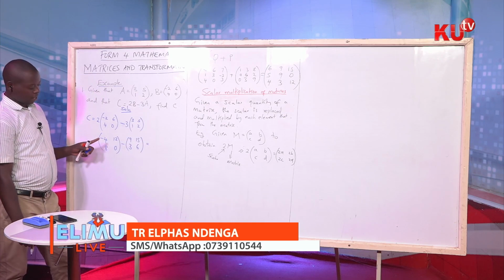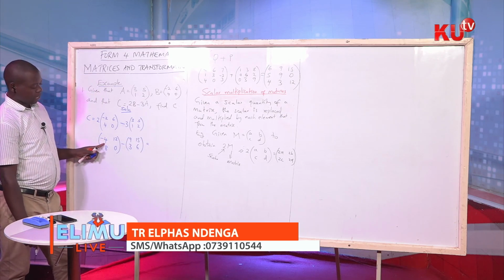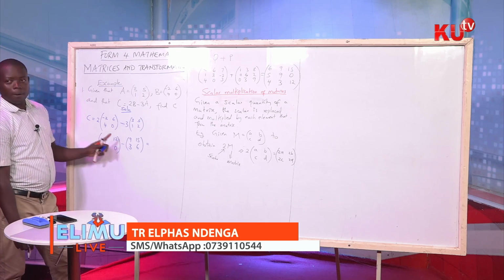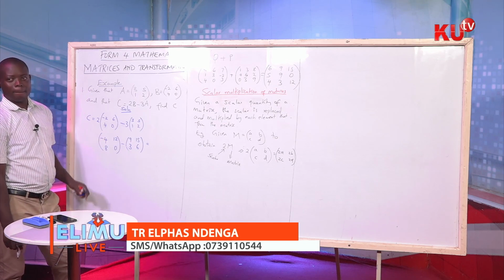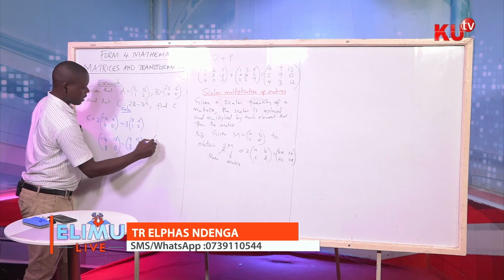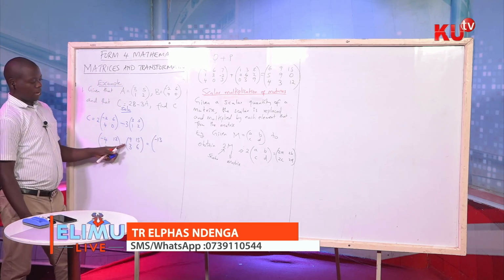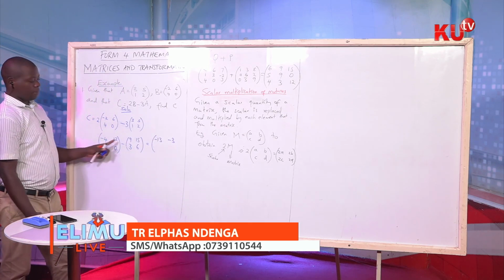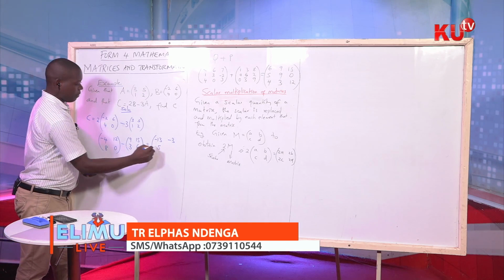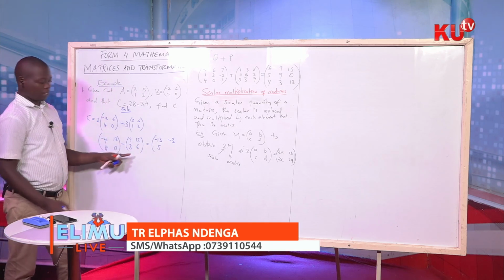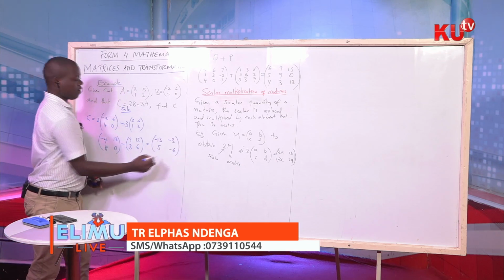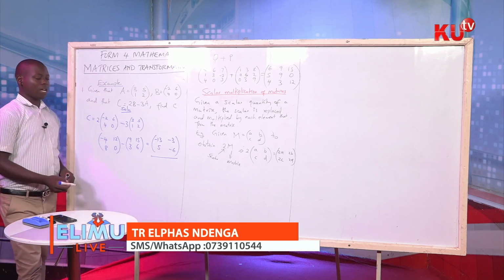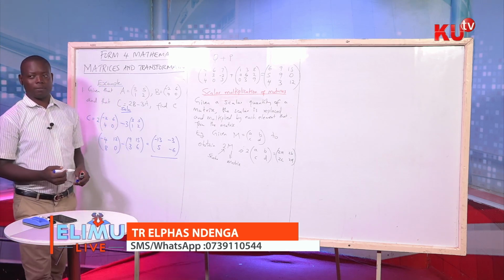Let's work it out together. Negative 4 minus 9. What's the answer? Well, the answer is negative 13. 12 minus 15, negative 3. 8 minus 3, it's 5. 0 minus 6, students, is negative 6. Therefore, our matrix C is negative 13, negative 3, 5, and negative 6.